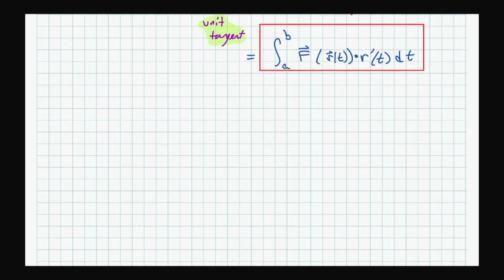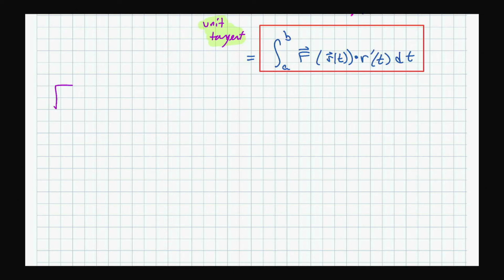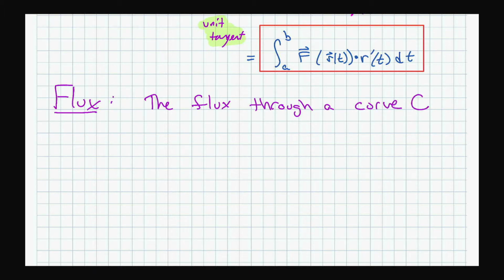Now, the idea of flux is a little bit different. So here's the idea of flux: the flux through a curve C. Let me see how they word this. What words did they use? Give me one second here.